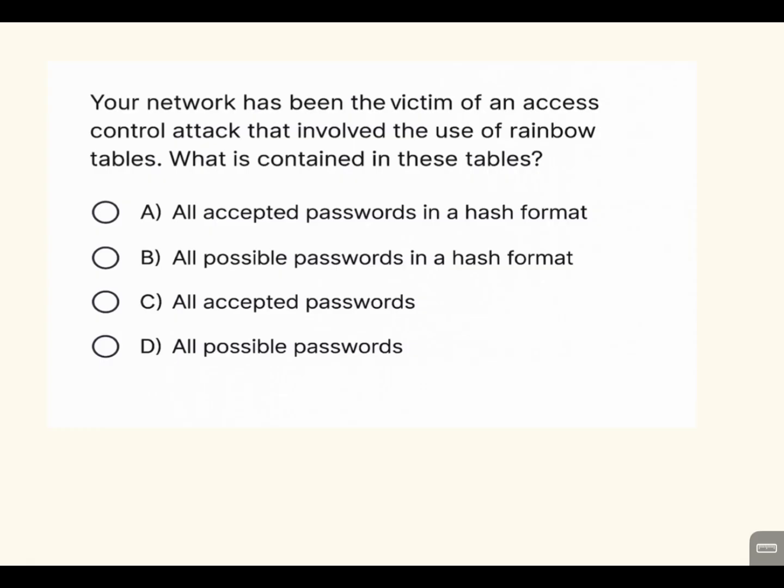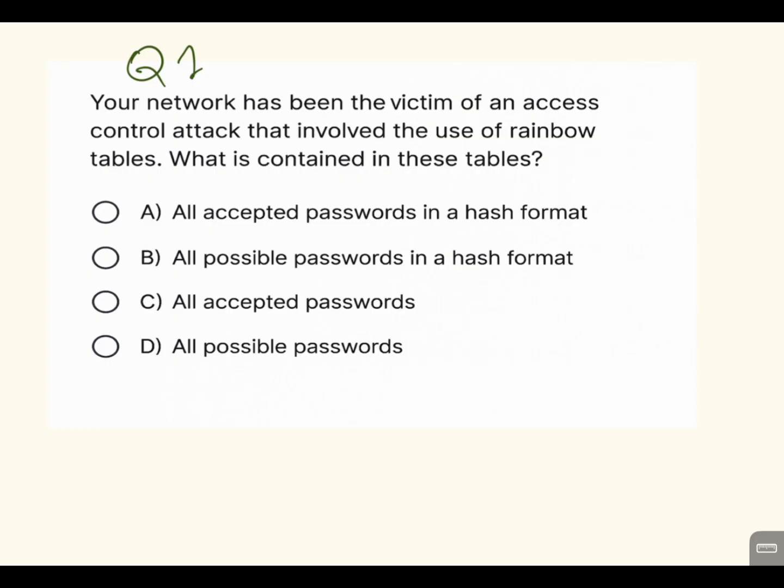So, question number one. Your network has been the victim of an access control attack that involved the use of rainbow tables. What is contained in these tables? So we have four answers. All accepted passwords in a hash format, all possible passwords in a hash format, all accepted passwords, and all possible passwords. So now you can pause the video and try to answer this question.